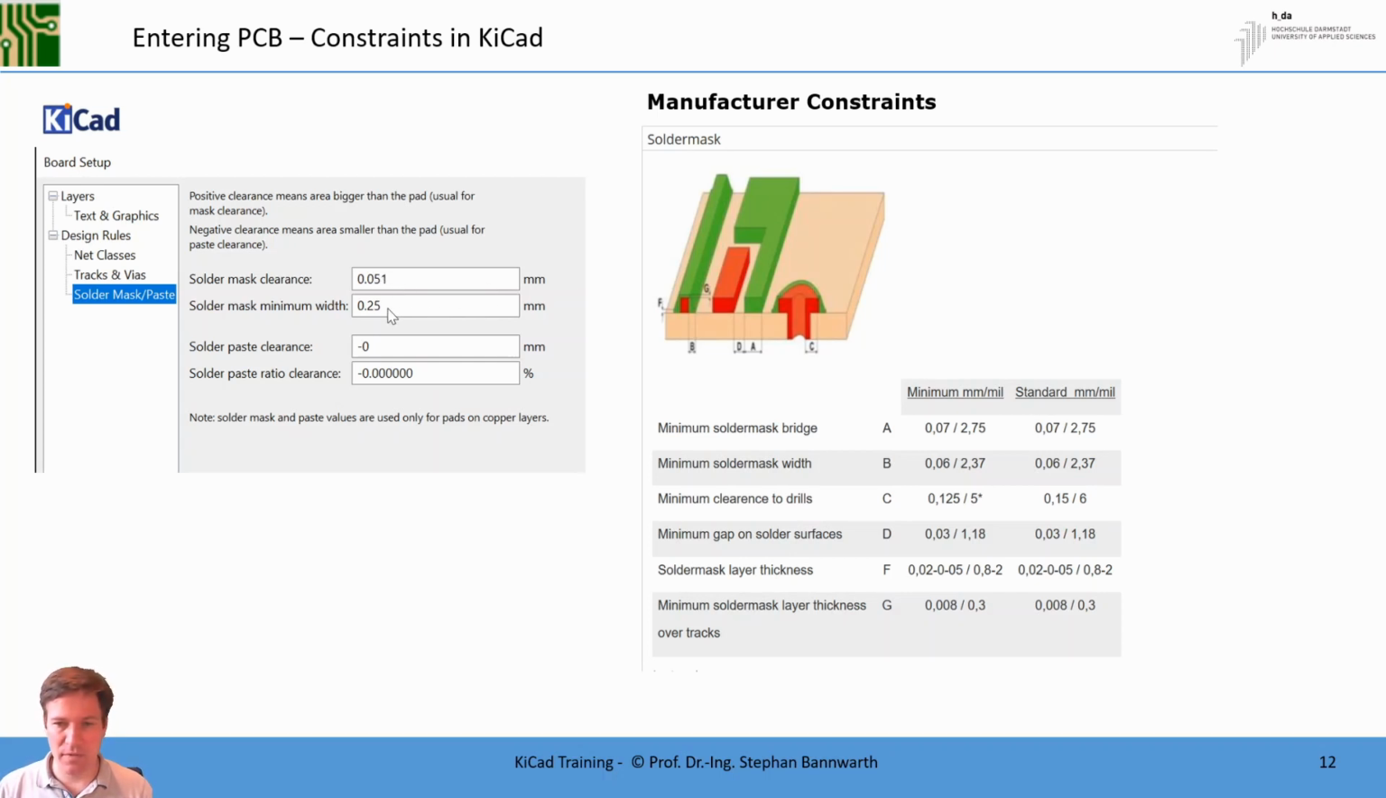Solder mask minimum width, if we check here, solder mask minimum width, this should be figure A. Solder mask ridge standard 0.07, and we have 0.25 selected, so this should be fine also. If you are unsure about these figures in your menu and the figures from your manufacturer, which may be named differently, this drawing might help you, or clear this with your manufacturer before you start your layout.